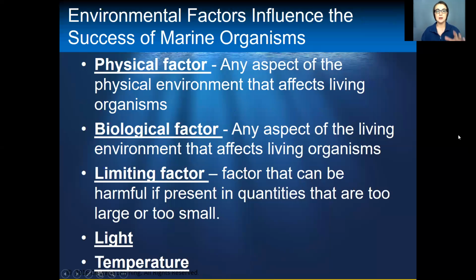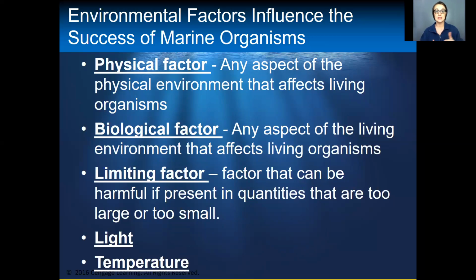All right. Now we're going to talk about some of the factors that are going to influence the success of marine organisms. Now this is going to come into play. We're going to talk about evolution here in just a bit. So these things are definitely going to make a difference on how successful or unsuccessful an animal is as they go through their evolutionary process. So the first one being a physical factor. So a physical factor is exactly what it sounds like. It's going to be any aspect of the physical environment that affects the organism.